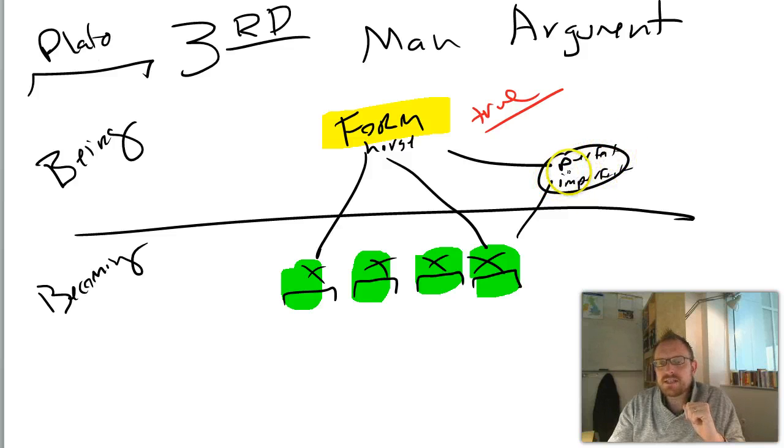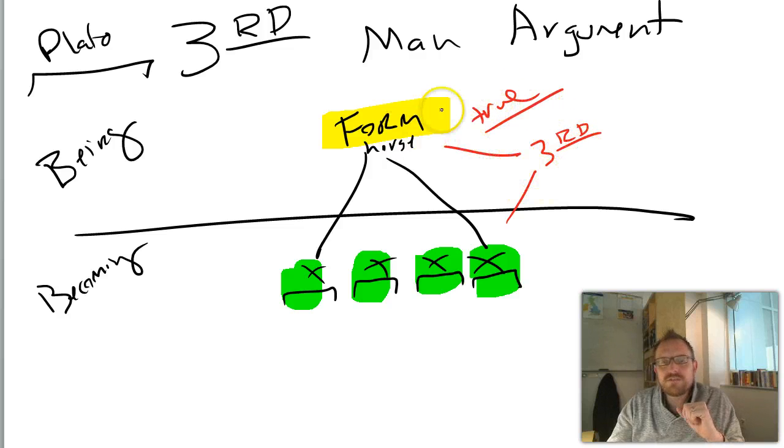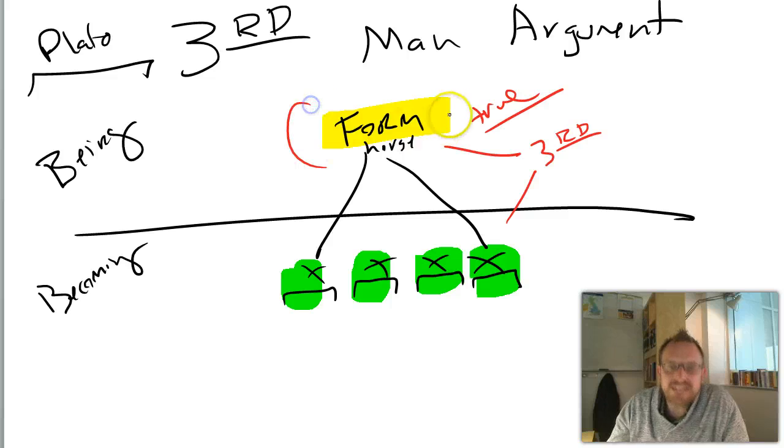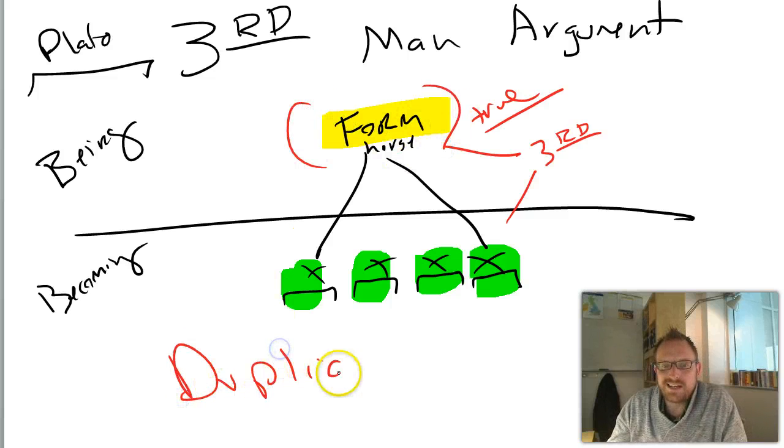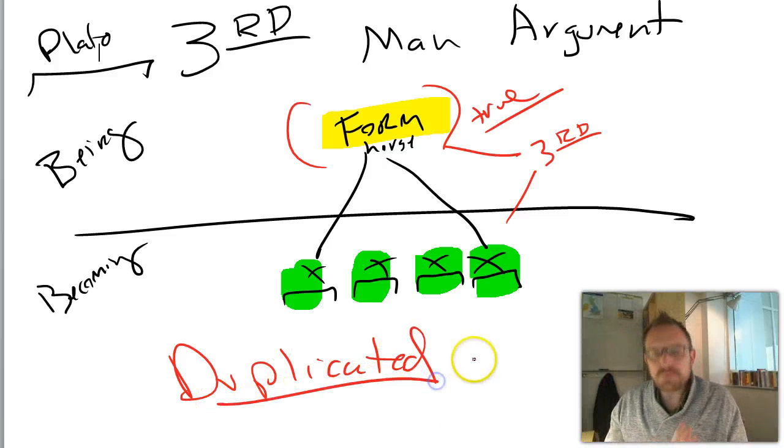But wait a second, that means that in order to understand the form, we actually have to say that there's this intermediate form, or there is a third form. But if there's a third form, there must be a fourth form, and a fifth form, and a sixth form. Ultimately, what he thinks is that Plato hasn't explained the world with the forms. Plato's just merely duplicated the world. And you can't explain the world simply by duplicating it.